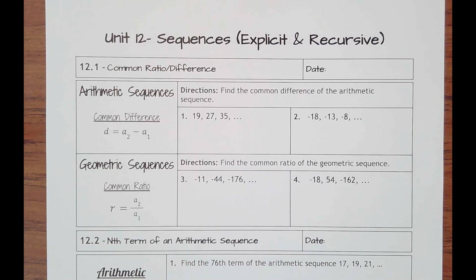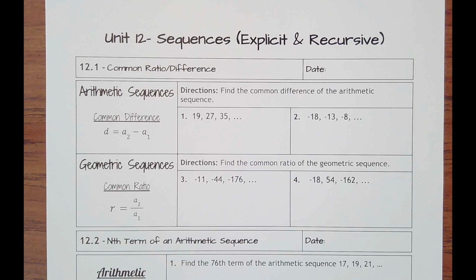Unit 12 is all about sequences, and there's two main types of sequences. There's explicit and recursive, and within each of those, we're going to talk about arithmetic sequences, which looks like the word arithmetic, and then geometric sequences. And so the principle of them is pretty simple.